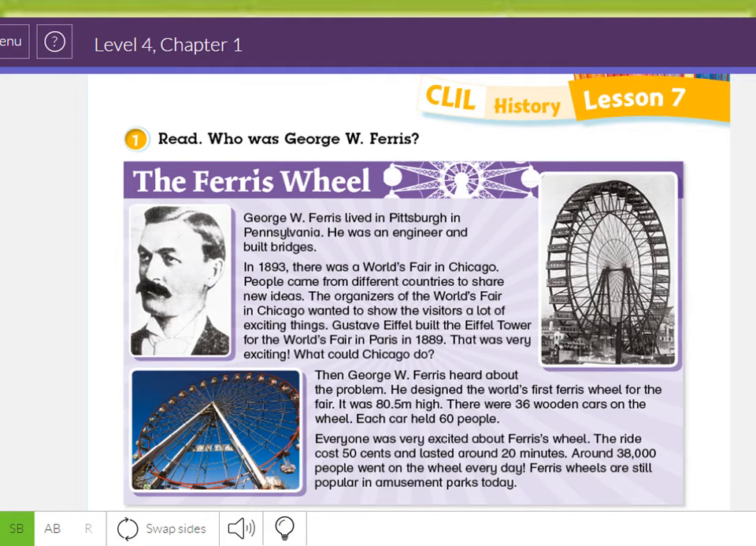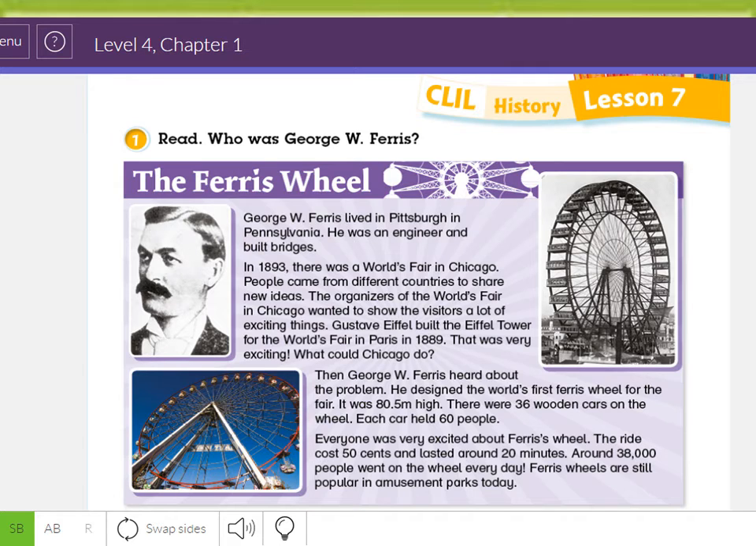Well, now please look at your student book on page 15. We are going to read the story about the Ferris wheel, and after that we are going to answer the questions. So I will read it for you. The Ferris wheel.